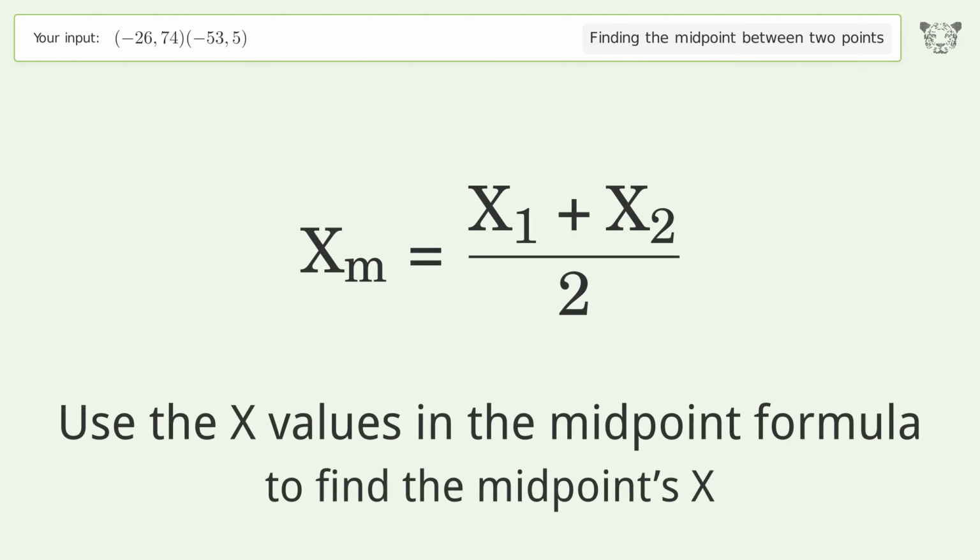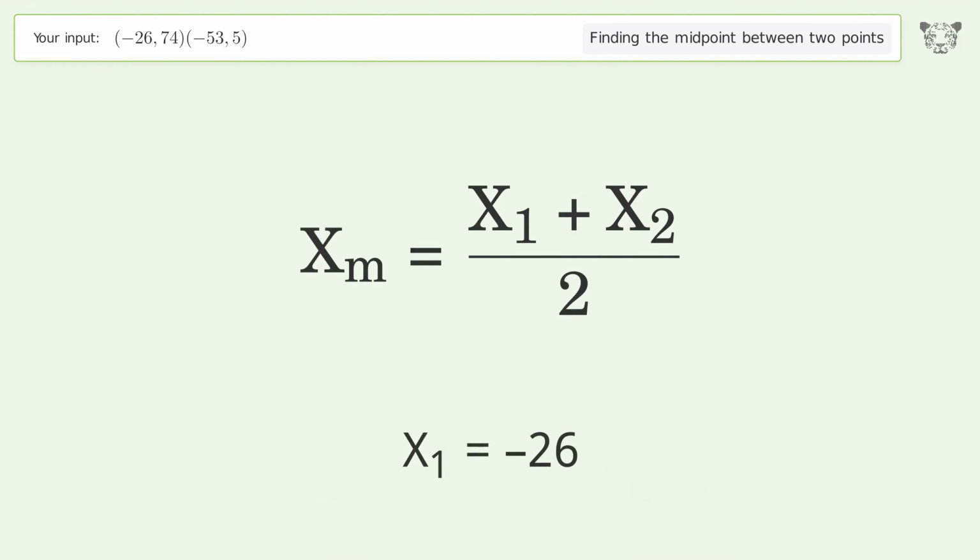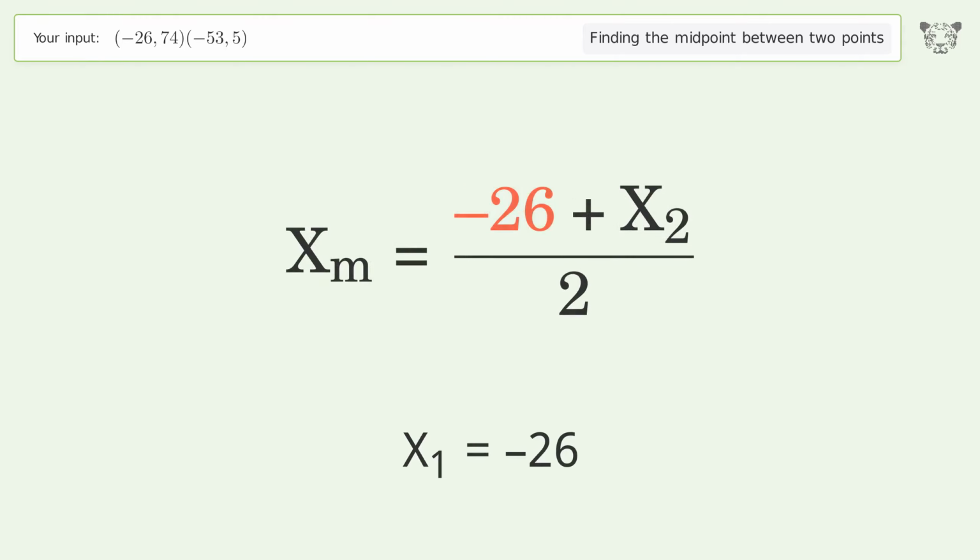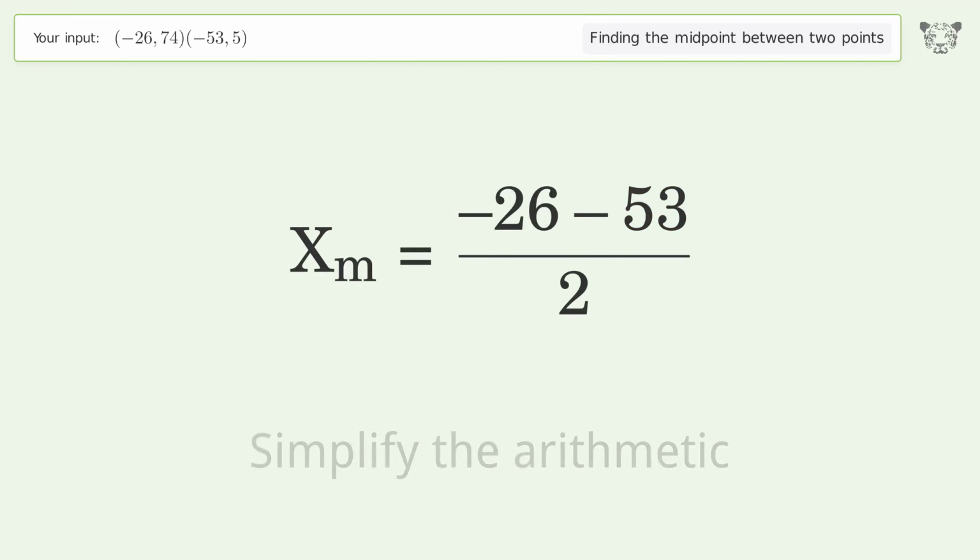Use the x values in the midpoint formula to find the midpoint's x. x1 equals negative 26. x2 equals negative 53. Simplify the arithmetic.